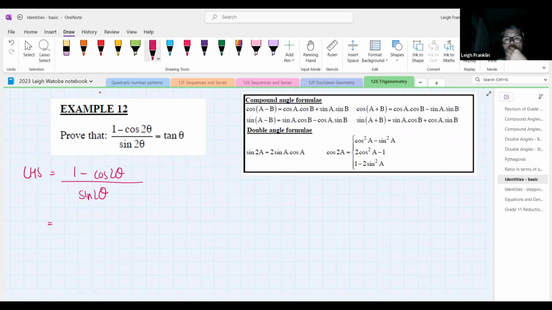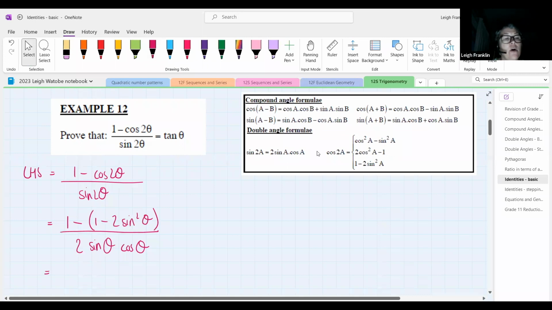Which one would we use? 1 minus 2 sine squared theta. That's it. Okay, the third one. Brilliant. So I'm going to sub in, remembering to use brackets behind my minus, 1 minus 2 sine squared theta. And then at the bottom, I've got sine 2 theta. I can only write that in one way as 2 sine theta cos theta.